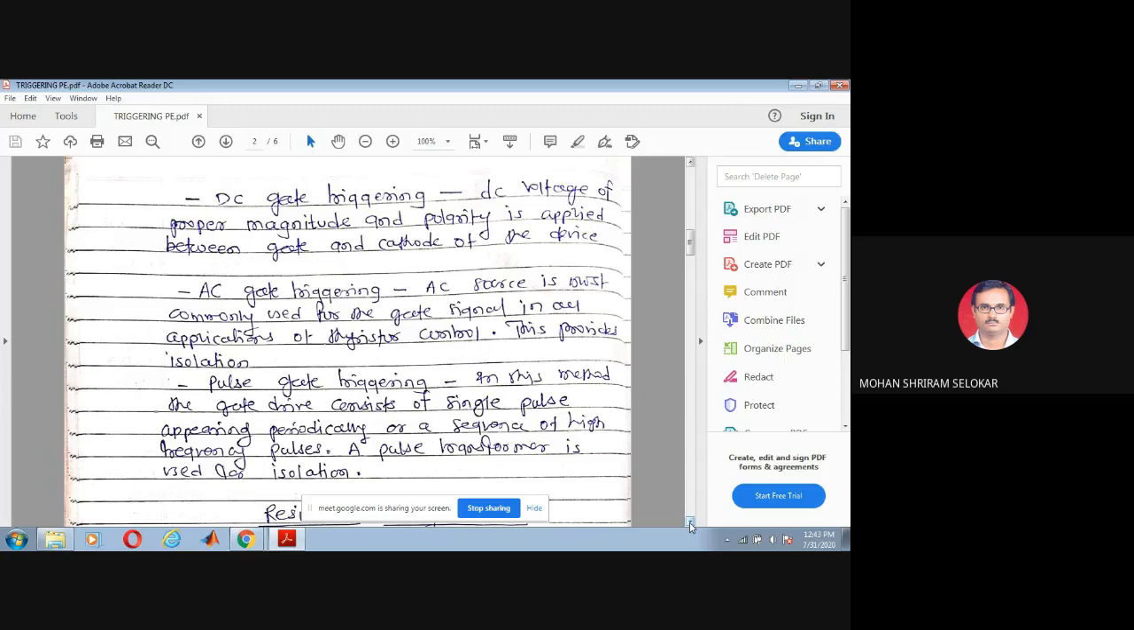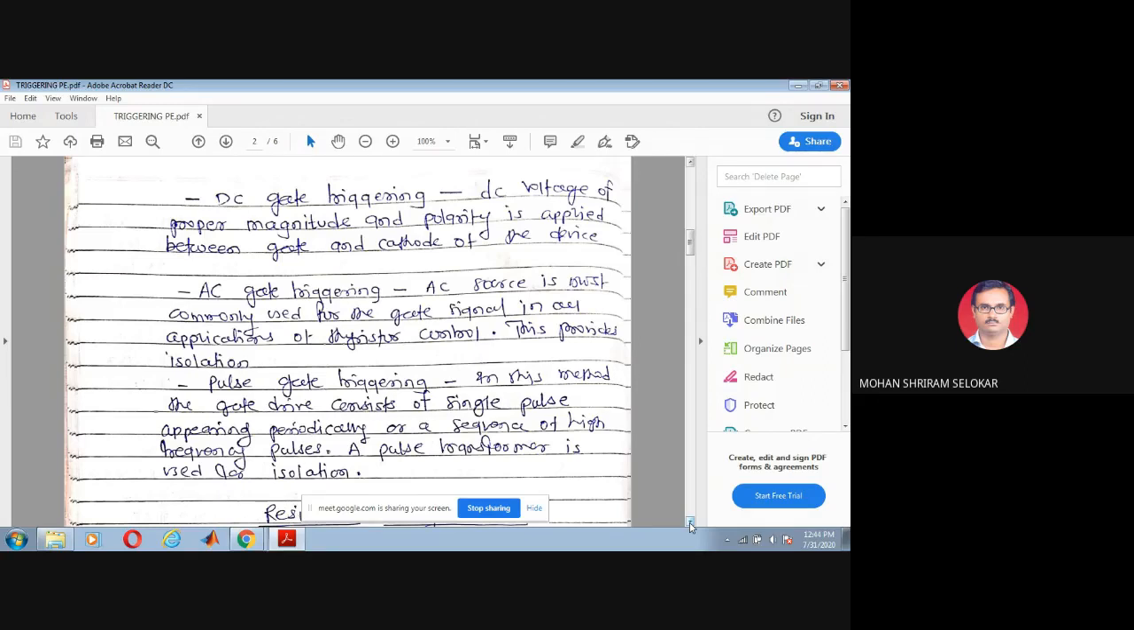An AC source is most commonly used for the gate signal in all applications of thyristor control. This provides isolation. That is the advantage of AC gate triggering. Another one is pulse gate triggering. What happens in pulse gate triggering? In this method, the gate drive consists of a single pulse appearing periodically or a sequence of high frequency pulses.